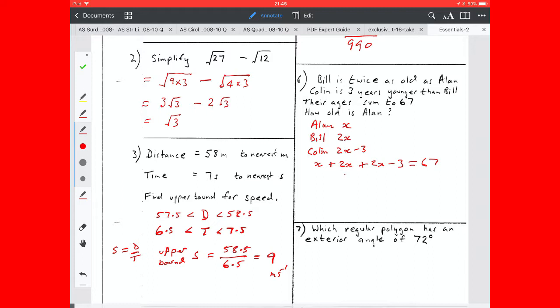Well, x plus 2x plus 2x is 5x. And if I take the minus 3 to the other side, it becomes plus 3. So 5x is equal to 70. x is equal to 70 divided by 5, which is 14. Now we are asked to find Alan's age, and we've let Alan be x, so Alan is 14 years old.